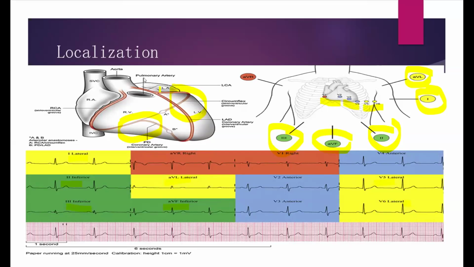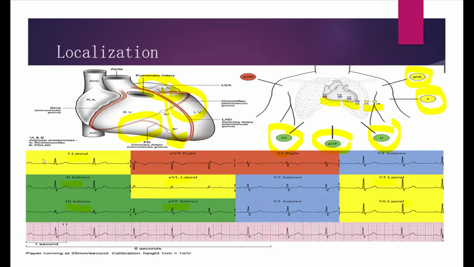And then the lateral wall is opposite the inferior wall. So if you have an inferior wall MI, then reciprocal changes will occur in the lateral wall. And if you're having a lateral wall MI, reciprocal changes will occur in the inferior wall. It's just the way the heart is sitting in the thorax, in the thoracic cavity. So that's how the mirror changes occur.